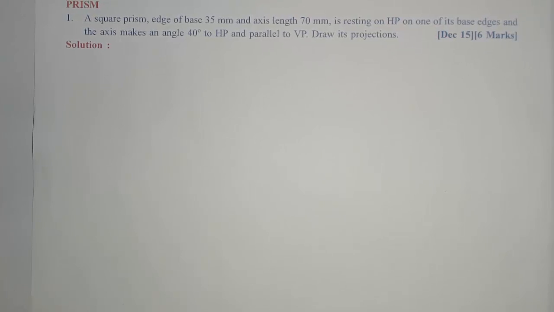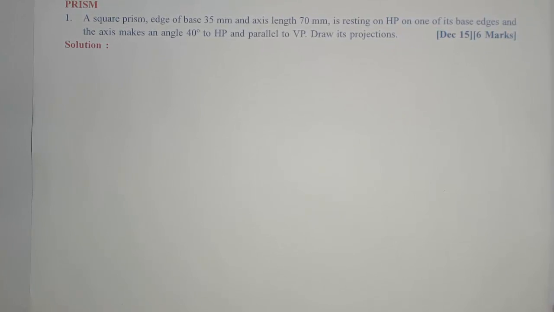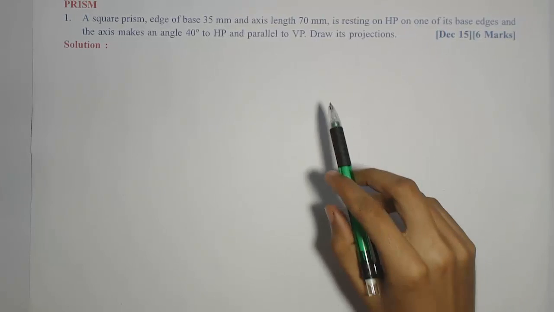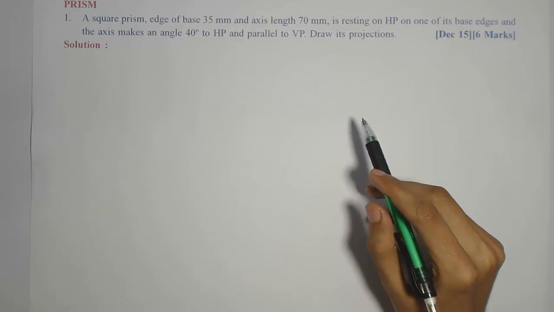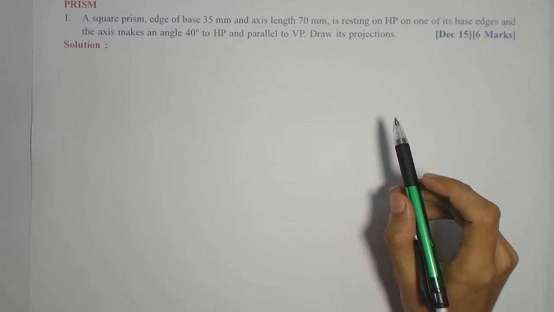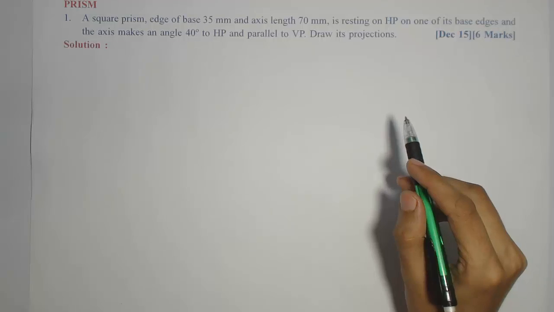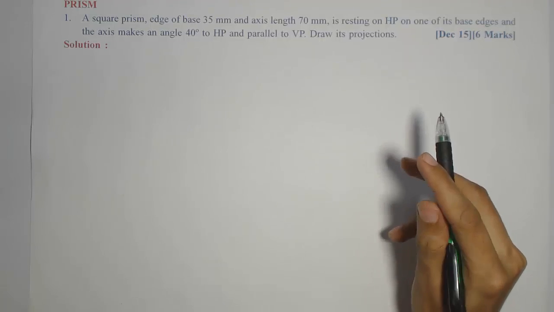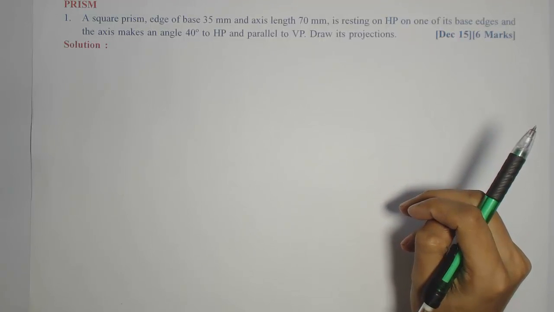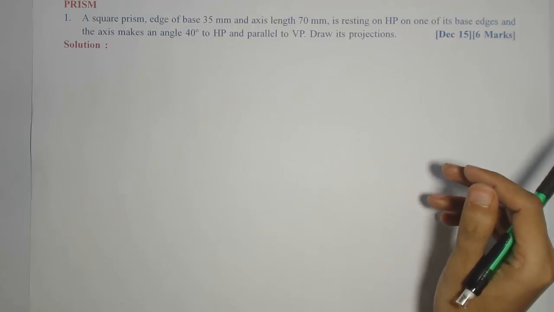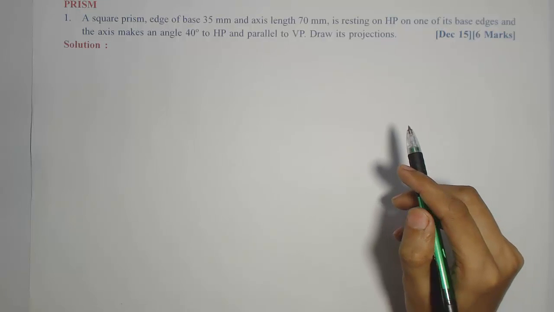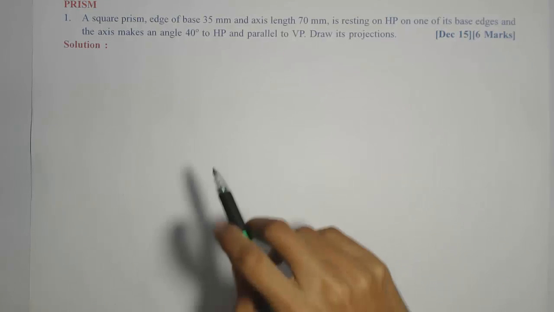We are starting with the next chapter, which is projections of solids, under which we are going to study four types of solids, which are prism, pyramid, cylinder, and cone. For prism and cylinder, the question will be asked in the exam only for two stages, but for pyramid and cone, you have to draw three stages.